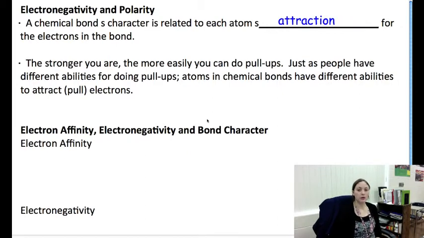The stronger you are, the more easily you do pull-ups. Well, just as a person has a different ability for doing a pull-up, atoms in a chemical bond have different abilities for attracting or pulling on electrons. Remember, covalent bonds are all about sharing electrons. Well, some atoms share their electrons a little more nicely than other atoms. And it also depends on what they are bonded to as to how nicely they share.